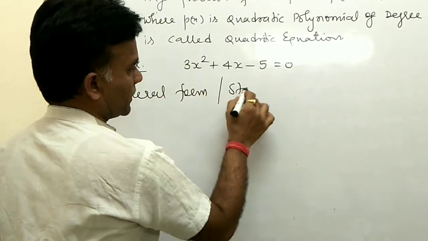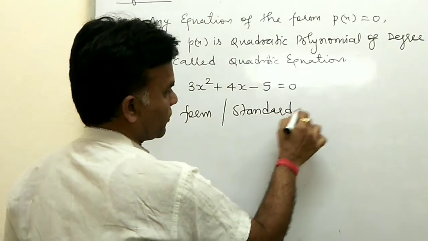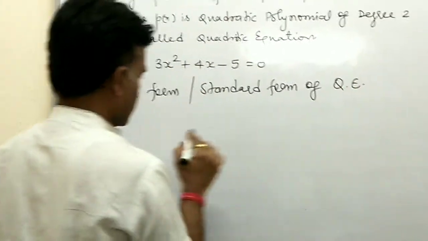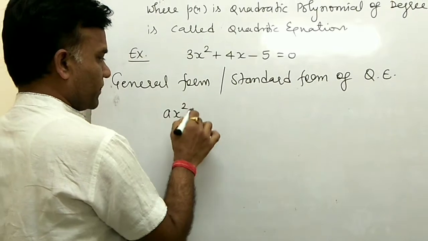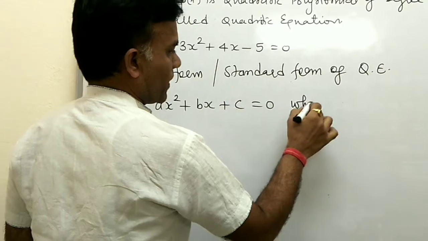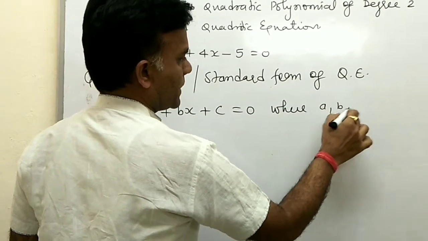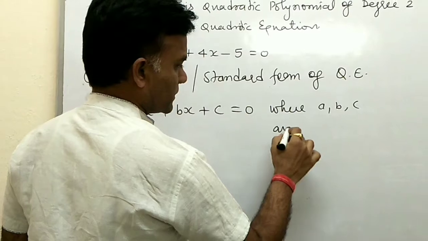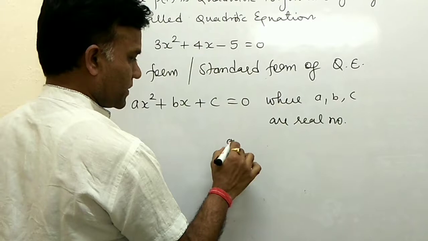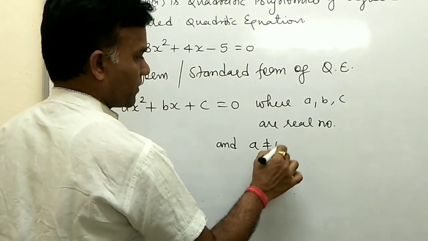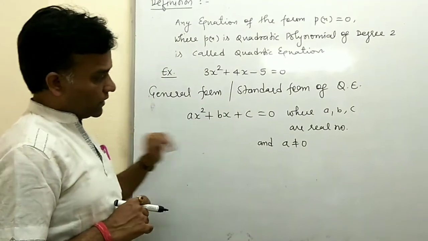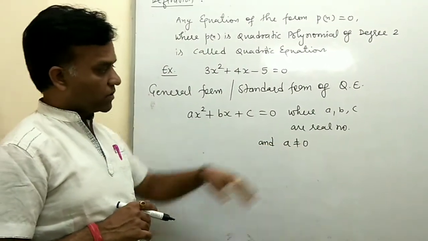General form, or maybe write down the standard form of quadratic equation, that is ax square plus bx plus c equal to 0, where a, b, c are real numbers and a is not equal to 0, because a is the coefficient of x square. If a is 0, then it is linear, not quadratic. So that is compulsory, the coefficient a is not equal to 0 here.